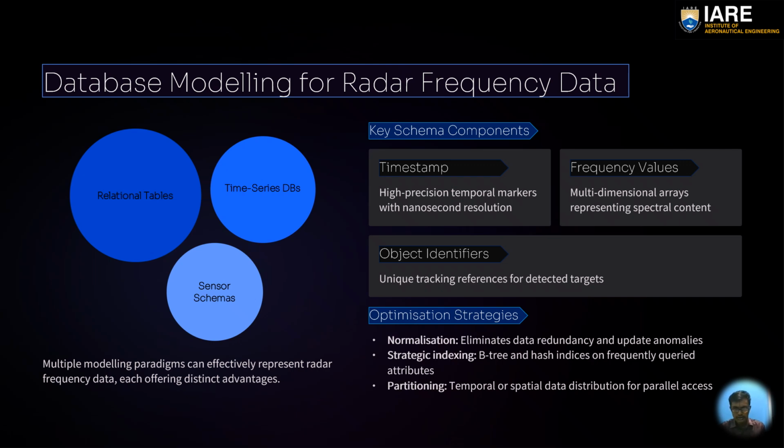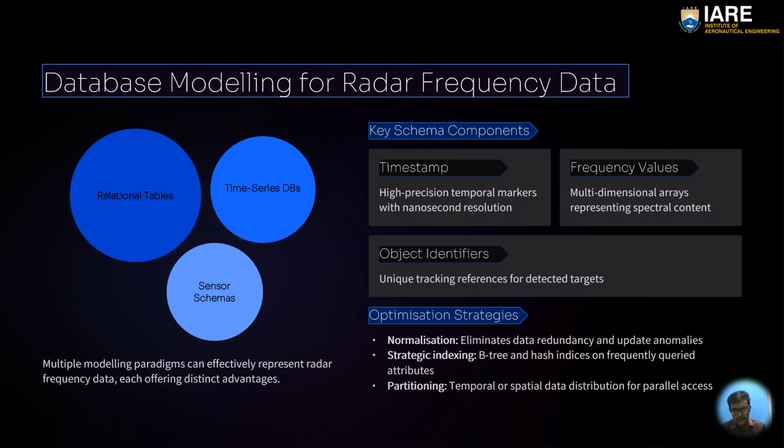There are three main components: timestamp, that is high precision temporal markers with nanosecond resolution; frequency values, multi-dimensional arrays representing spectral content; and class identifiers, the unique tracking references for detected agents. Then we have optimization strategies. We have three main strategies.